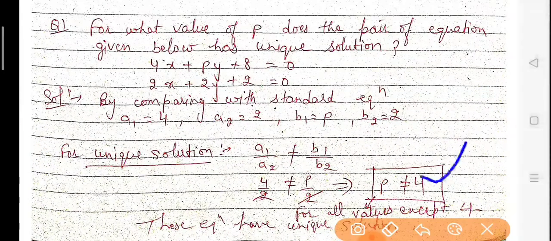What does it mean? p is not equal to 4. That means we have all the values in our solution, but for p equal to 4, the solution does not exist, or we may say it doesn't have a unique solution for p equal to 4. That's all for today.